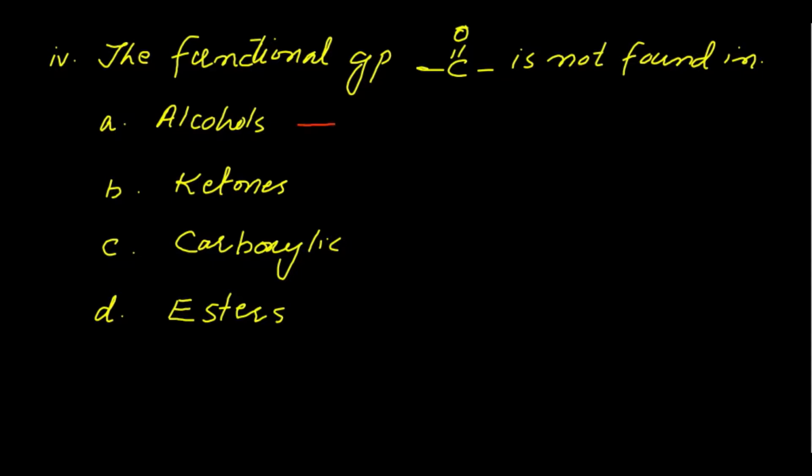The first option which is given is alcohol. To find the correct option, we will write the general formula for alcohol, which is ROH. Right students, here we can notice the carbonyl group is not present. We will write the general formula for other compounds as well. The second compound which is given is ketone. The general formula for ketone is R C double bond O R. Here we can notice the carbonyl group is present. This is the carbonyl group.